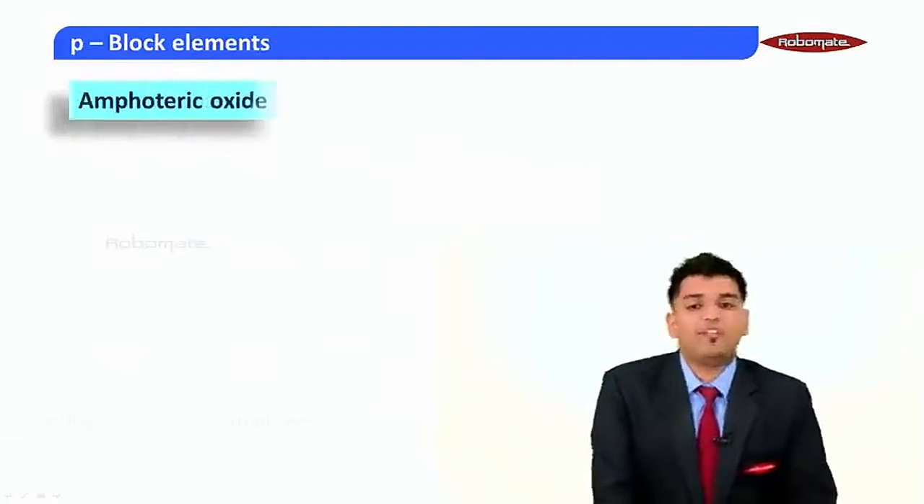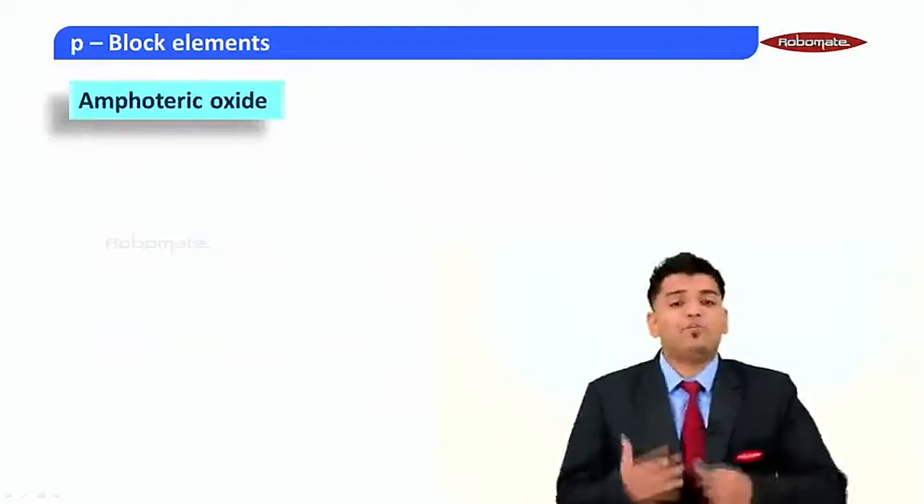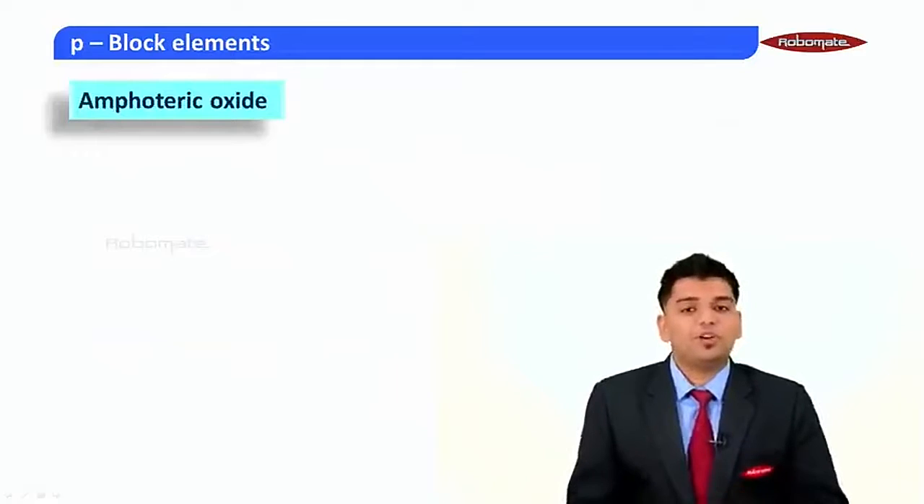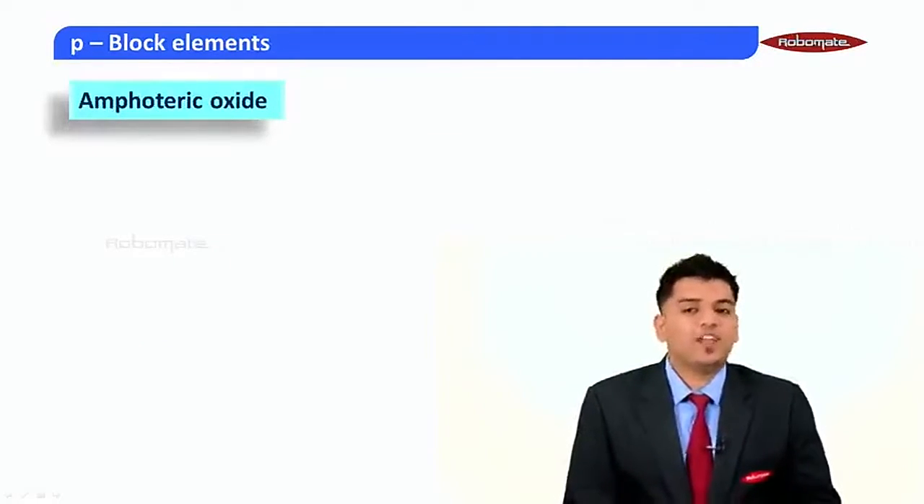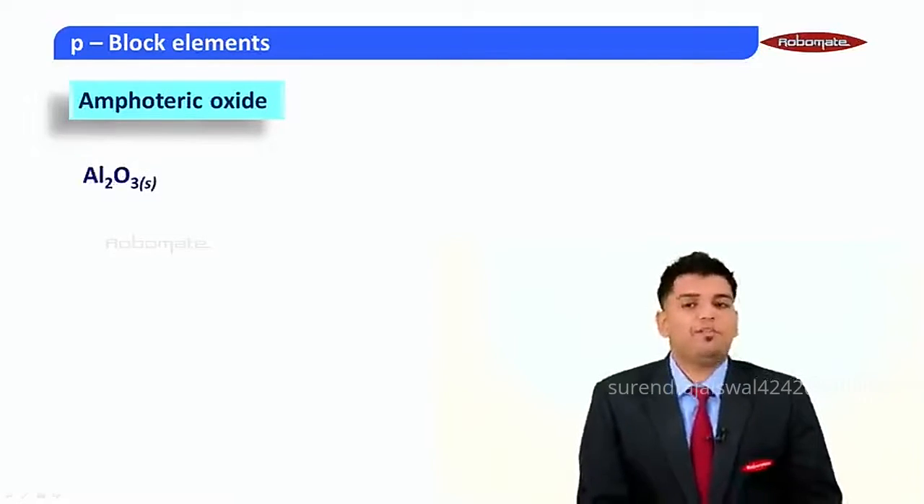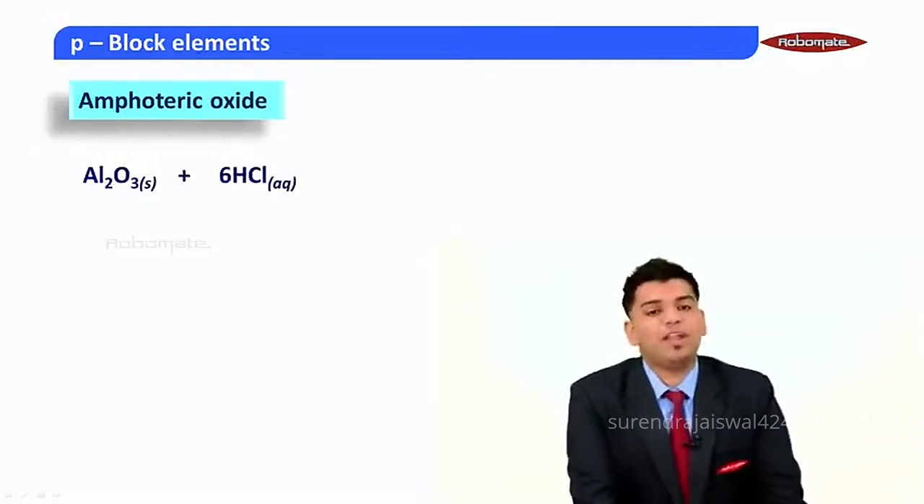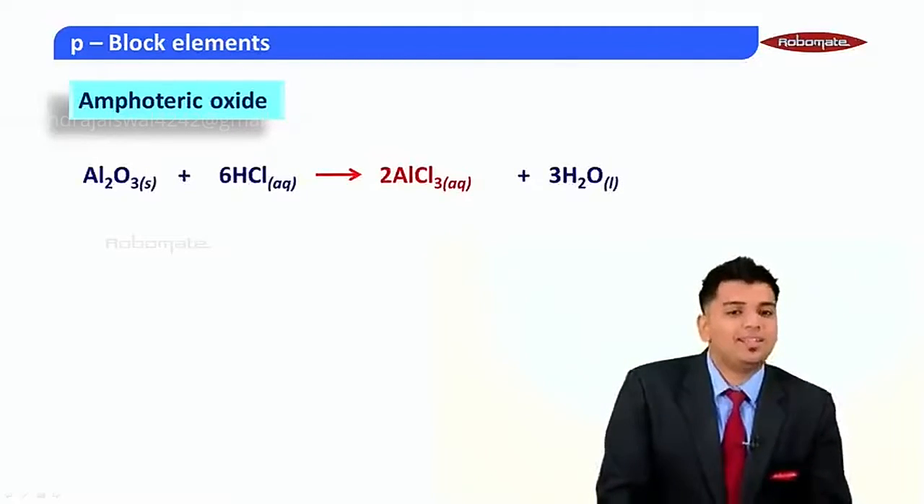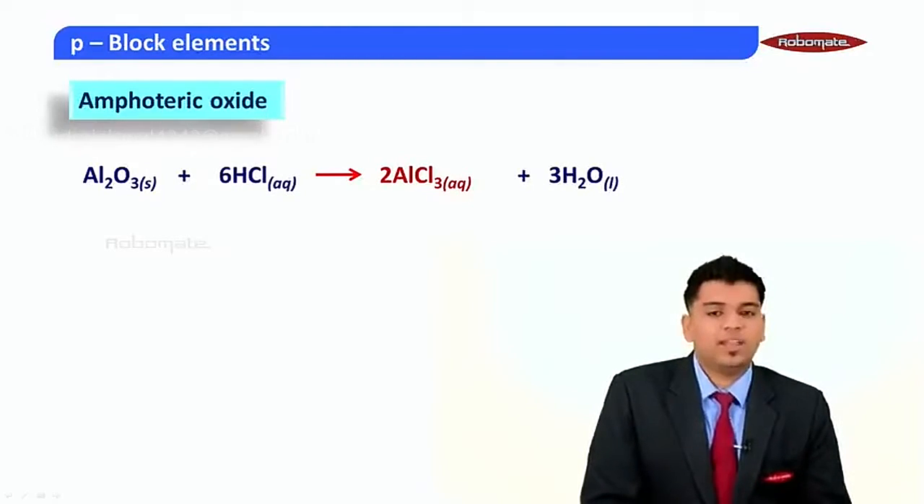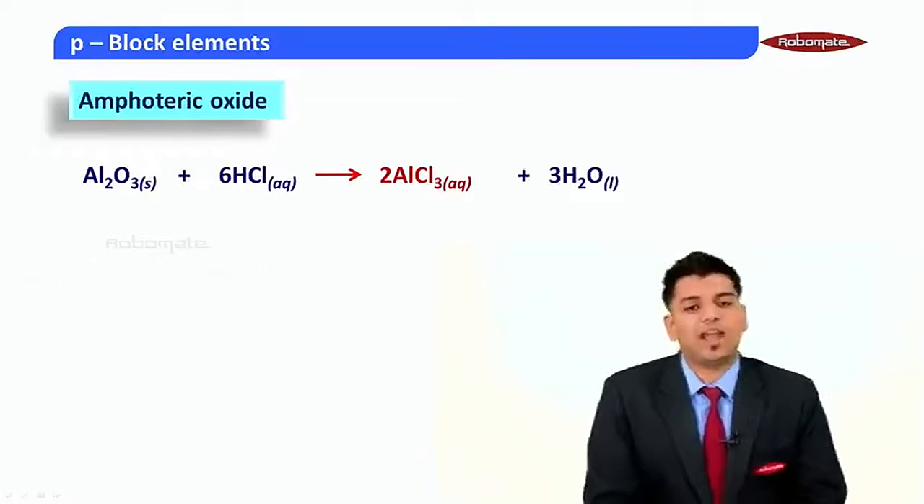Next up we have amphoteric oxides. Now what are amphoteric oxides? Amphoteric oxides are those oxides which behave both as acid as well as a base. For example, we have Al2O3. When it reacts with HCl, it behaves like a base to form AlCl3 and water. That is Al2O3 plus HCl gives AlCl3 and H2O.